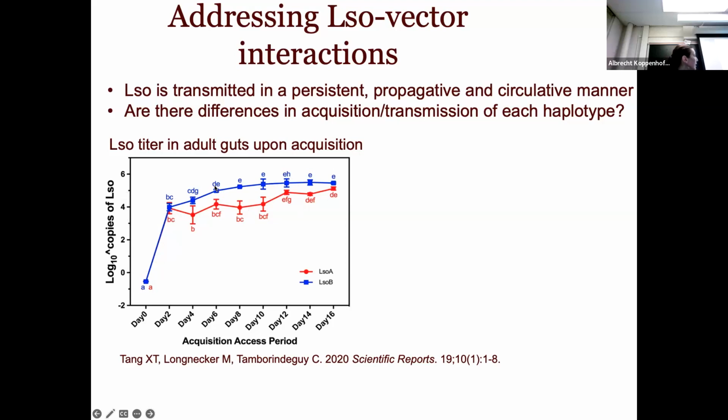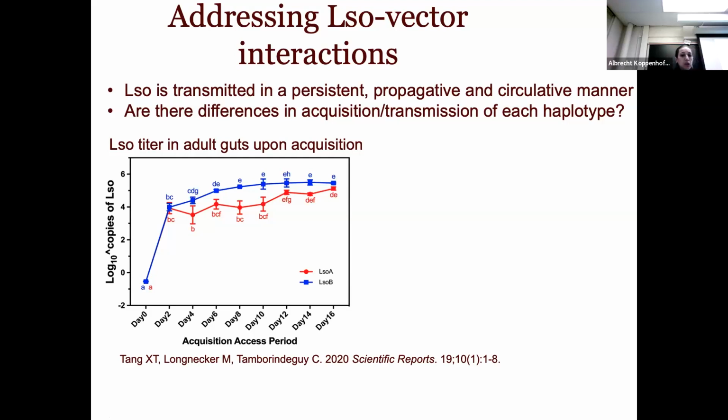You see the little letter E everywhere here, okay, plateau. Whereas LSOA, yes, it increases at first, it's acquiring, but the increase is slower, and you see the letter E appear for the first time here at day 12. So there's a week of delay, a little bit less, on the accumulation of LSOA compared with LSOB. And so the question was whether that, this is acquisition, will make a difference for transmission.